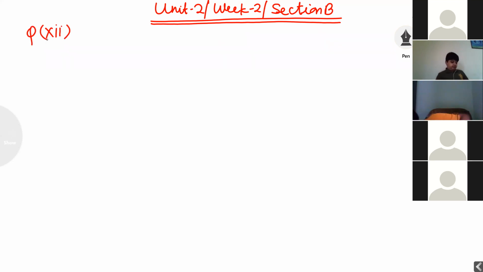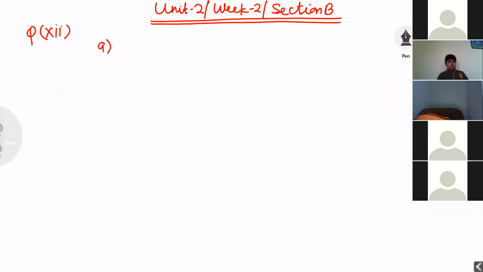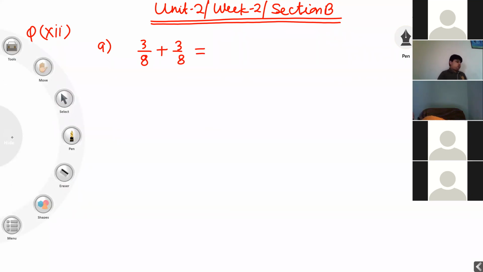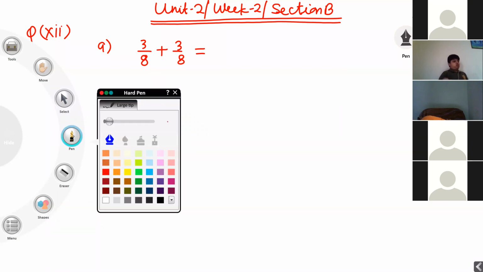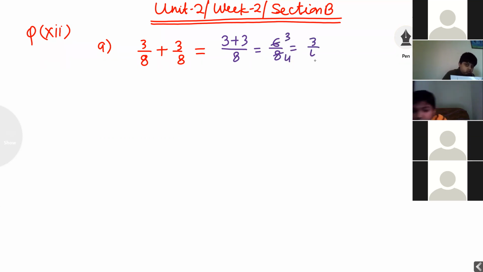Do as directed. First question he has given: 3 by 8 plus 3 by 8. Now in this question, don't do cross multiplication. Denominators are same. If denominators are same, both are like terms, then sum of numerators by common denominator. 3 plus 3 by 8 is equal to 6 by 8, which is equal to, 2 3s are 6, 2 4s are 8, 3 by 4. Why we are adding directly numerator? Because denominators are same.